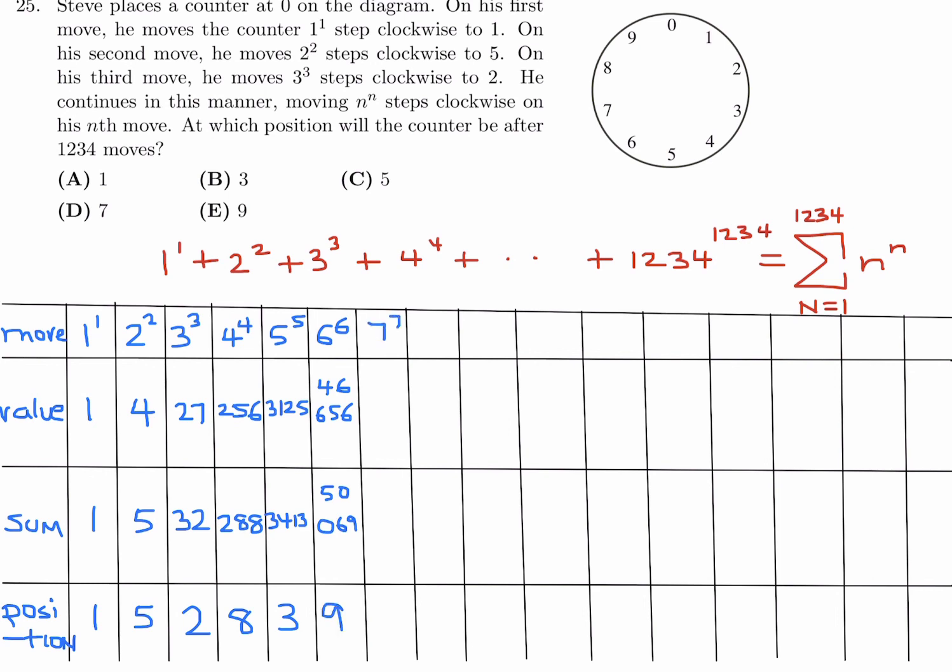7 to the power of 7. That is 823543. The cumulative sum so far will be 873.